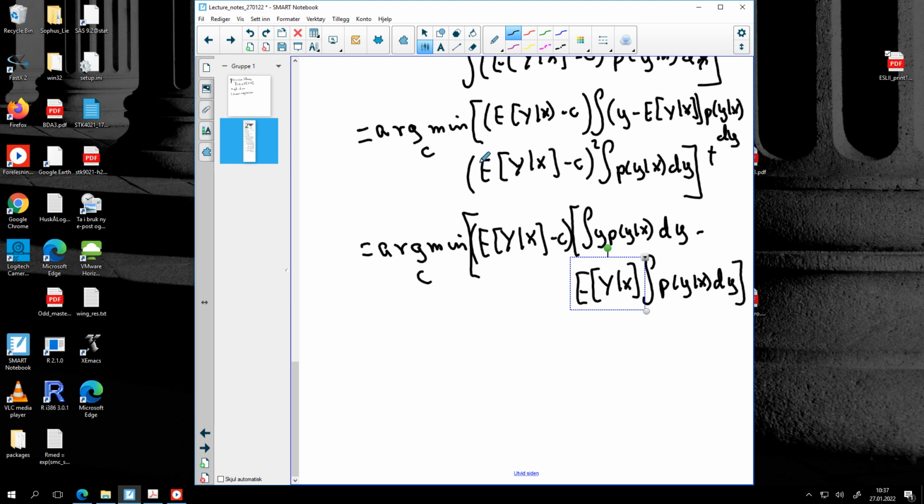And then for the last term here, note that this last integral is an integral of a density, and an integral of a density is just 1. So we get then just the expectation of y given x minus c squared.